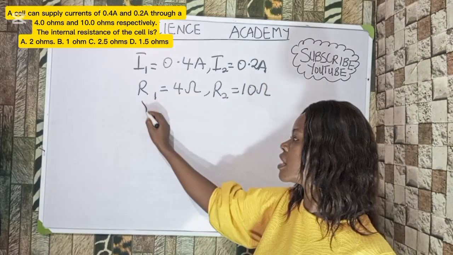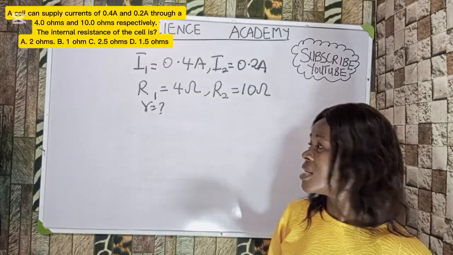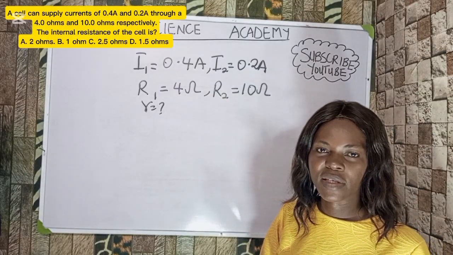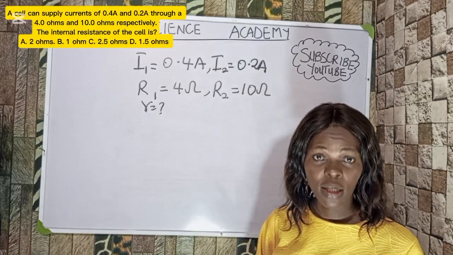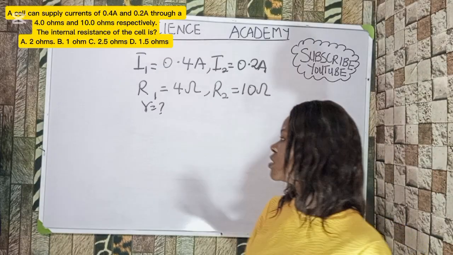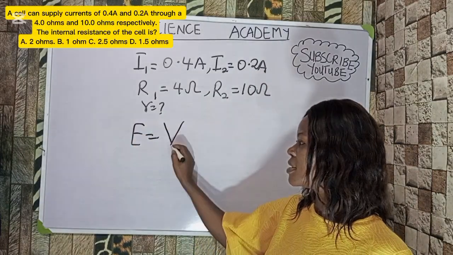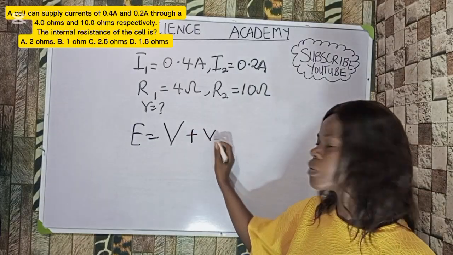So we're looking for the internal resistance, which is small r. Do you understand? So this is external, while this is internal resistance. And the first thing that will come to your mind is this: the EMF of a cell, E, is equal to the terminal PD plus lost volt.